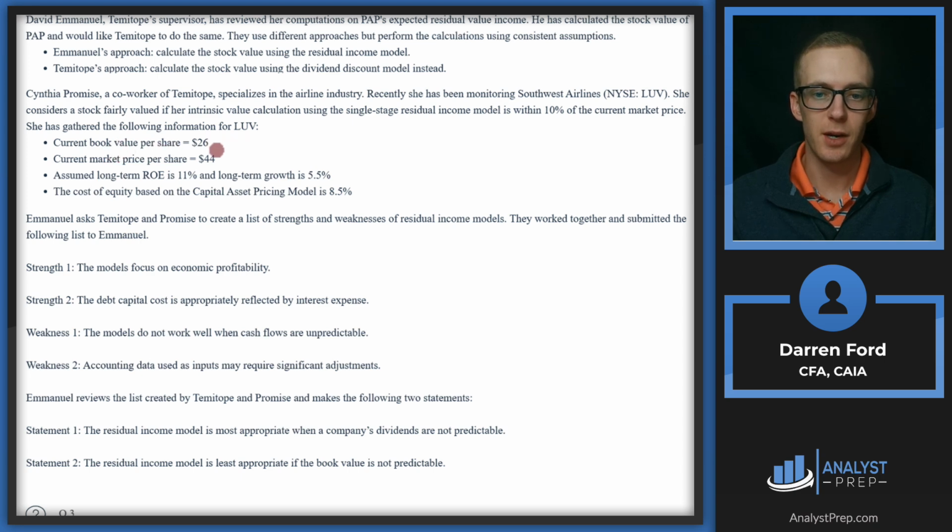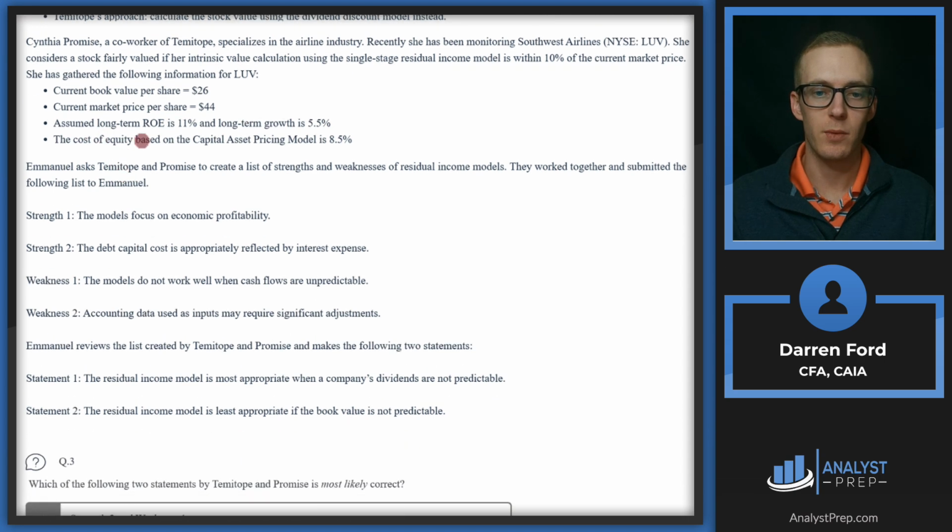Current book value per share, $26. Current market price per share, $44. Assumed long-term return on equity is 11% and long-term growth is 5.5%. The cost of equity based on CAPM is 8.5%. Emanuel asked Temitope and Promise to create a list of strengths and weaknesses of residual income models.